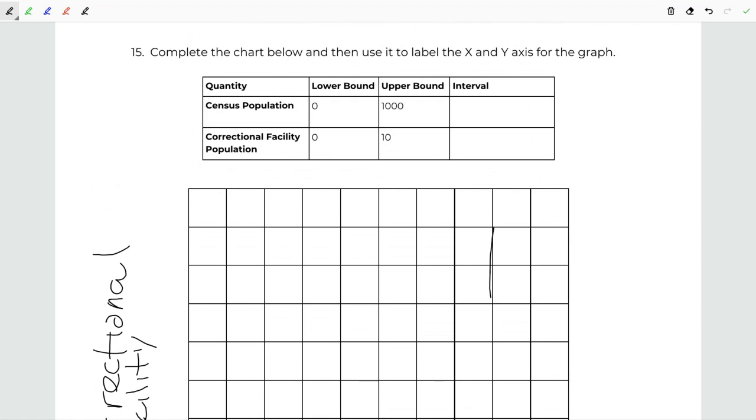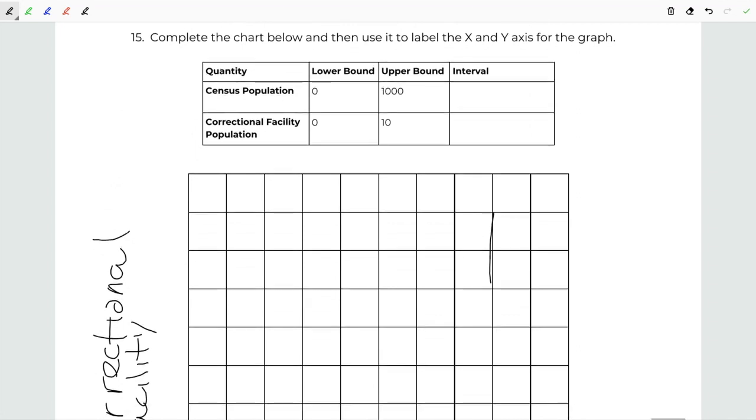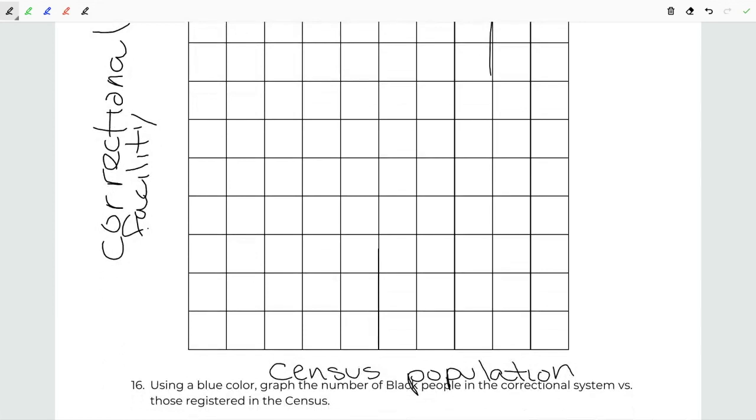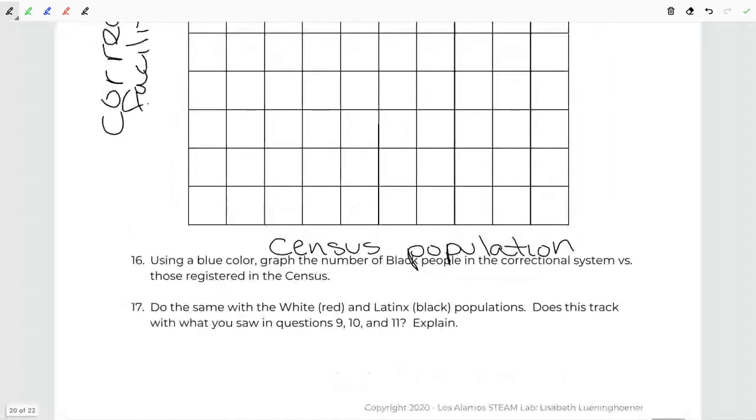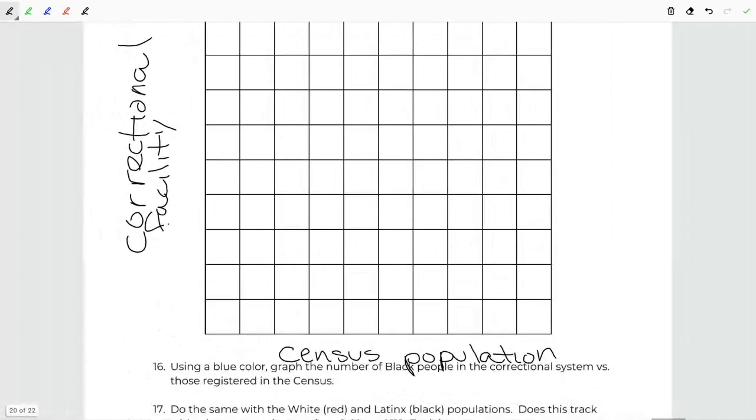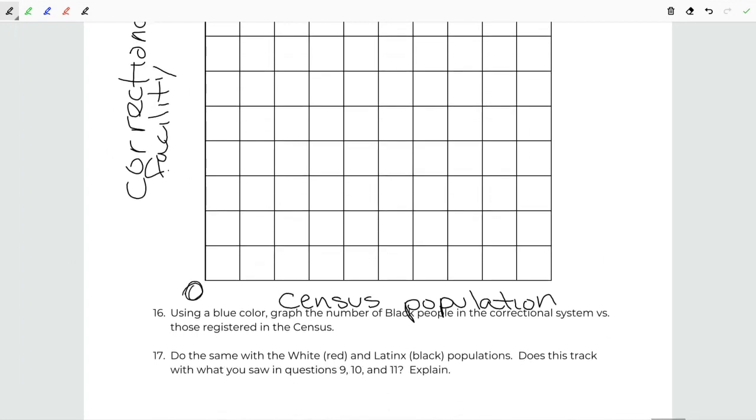Our lower bound represents the lowest amount our data can go, the lowest number we expect to put on this graph. And our upper bound is the highest number we expect to put on this graph. So our lower bound for our census population is 0. Let me shrink this graph up just a little bit if I can. Looks like, there we go. So we'll put a 0 in this corner because our lower bound for both is 0. Our upper bound for our census population is 1,000.